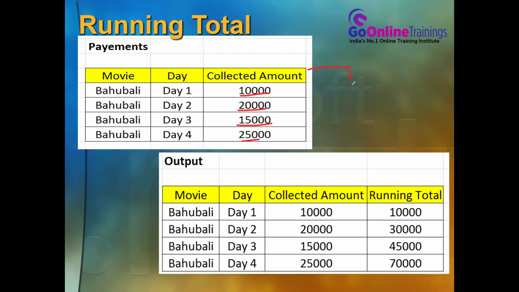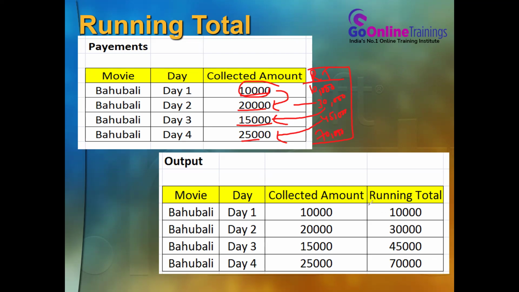So you need to create one more column here called running total. In the running total, RT means running total, the day 1 collections will be 10,000 rupees here. This is day 1. Day 2, this value plus this value, 10,000 plus 20,000, it will be 30,000 rupees. This is the running total, right? Day 3, this value plus this value, 30,000 rupees plus 15,000 rupees, it will be 45,000 rupees. This is day 3 collections, total collections. And this value plus this value is equivalent to 45,000 plus 25, it will be 70,000 rupees.